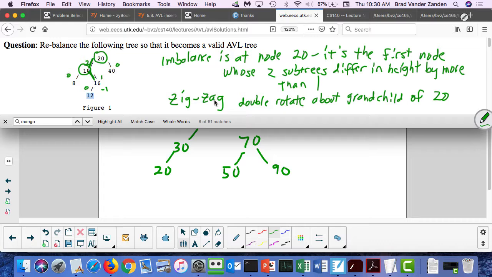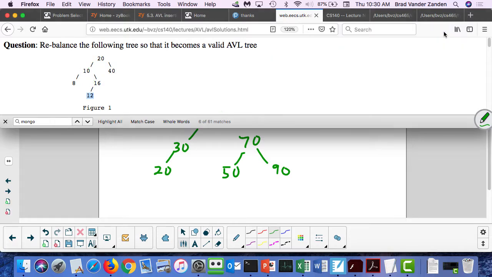But the first single rotation is to bring 10 down. So when we bring 10 down, it becomes a left child of 16. 10 keeps its current left child. 10 adopts 16's left child. Okay, 16 keeps whatever its current right child is, but its current right child is empty. And now we just fill in everything above 16. 16 becomes a left child of 20. 20 maintains its right child.